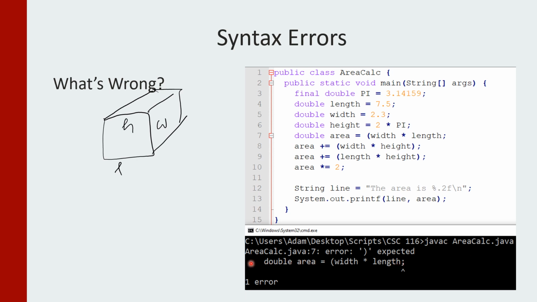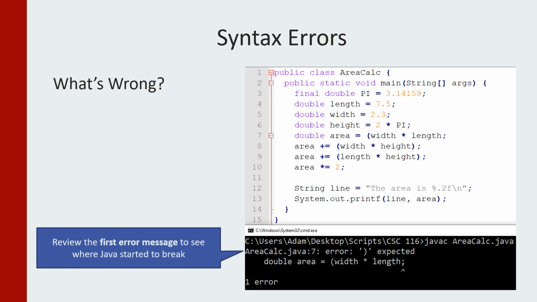And in particular, it actually says AreaCalc.java:7 error, right parenthesis expected. And you look exactly at line 7, and you'll see, I am missing a parenthesis here with length times width. There should be one here to close off the opening parenthesis that I have on the left-hand side. So you go ahead and you will add that parenthesis in, and you'll try to compile the code again. Okay, great. So it's not always the case that Java is going to be able to find the line number where the issue is, but it's a good place to start.